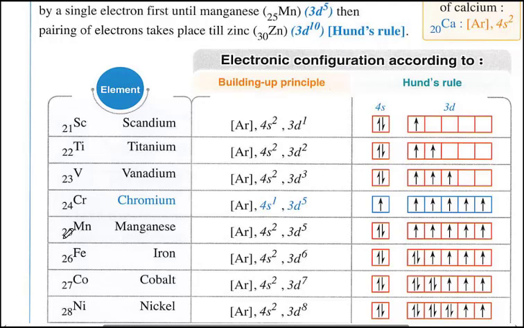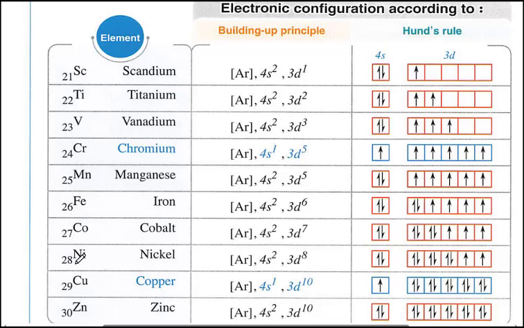Manganese 25, the first digit 2 refers to the number of electrons in 4s2, and the second digit 5 refers to the 3d5 electrons. In the same rule, iron 26 is 4s2 3d6. Cobalt 27 is argon 4s2 and 3d7. Nickel is 28, so argon 4s2 and 3d8.